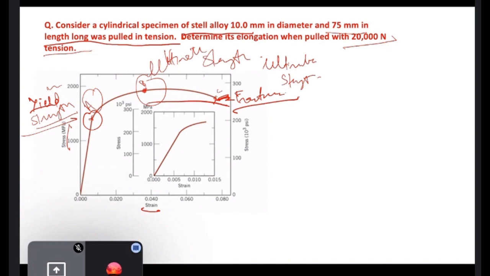Now, using this knowledge, answer how you will find how much elongation is happening when we put a force of around 20,000 Newton. Newton means we are applying some stress. Let's solve the question. Our approach is we know stress, we will find strain, and when we know strain, we will find the elongation. Elongation is called delta L.